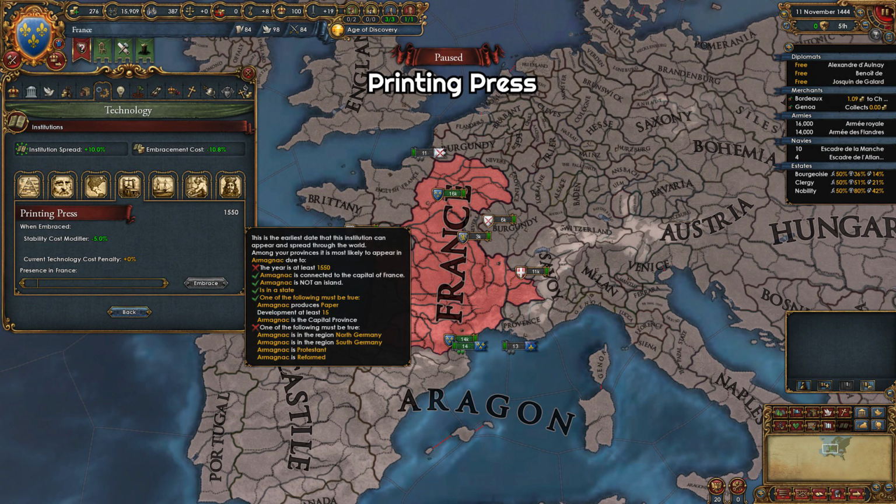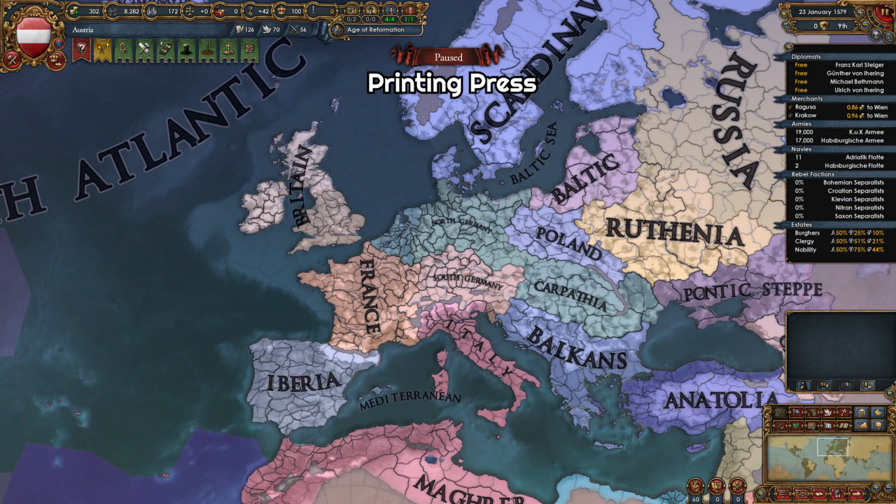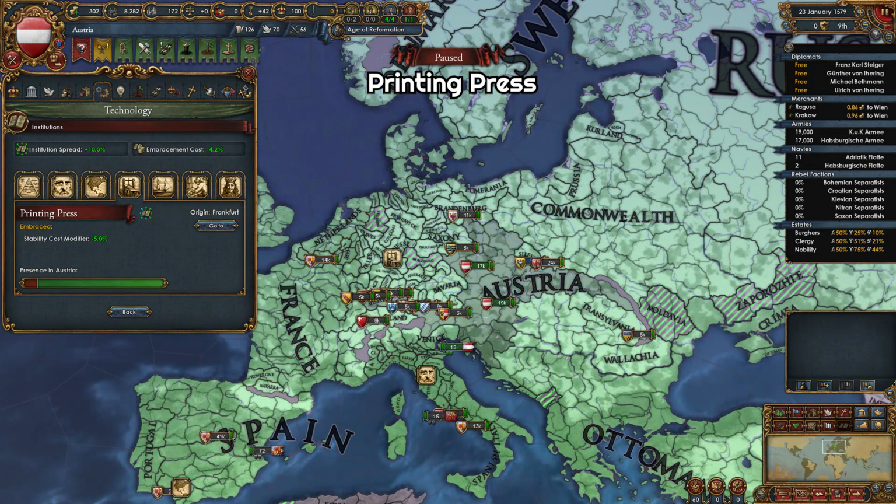Next comes printing press. This institution can spawn from 1550 onwards. There is a common misconception about this one, that it can only spawn in Germany area, which is not entirely true. Printing press can spawn in a province that is either in the North or South Germany regions, or if the province religion is Protestant or Reformed. The province also needs to be either in the capital state, or have at least 15 dev, or produce paper as trade good. So technically it can spawn anywhere, even in the middle of Africa, if some nation converts to Protestant or Reformed.